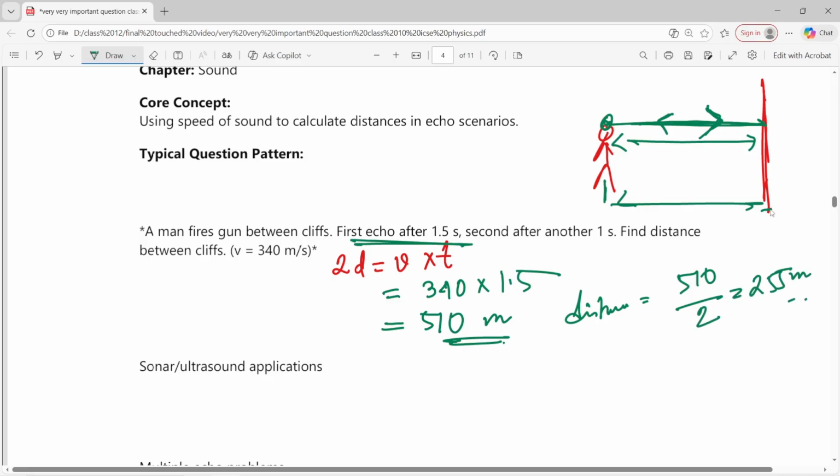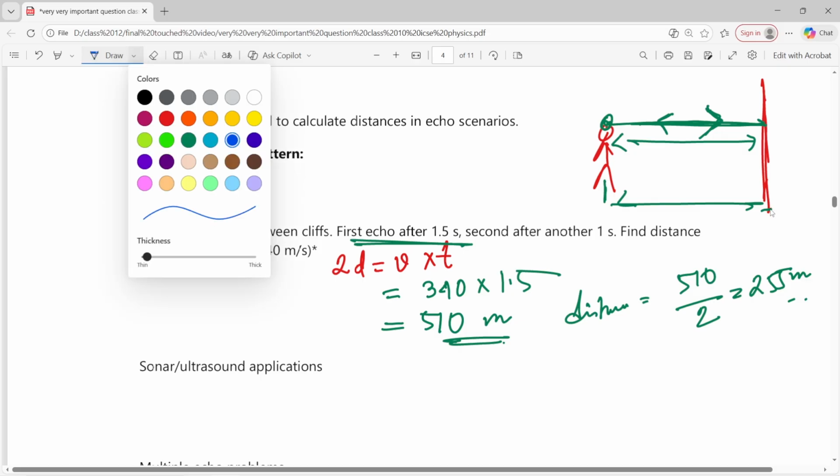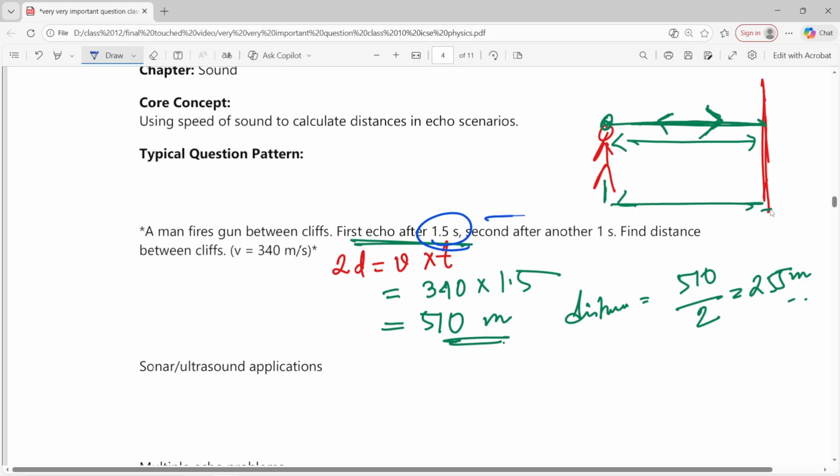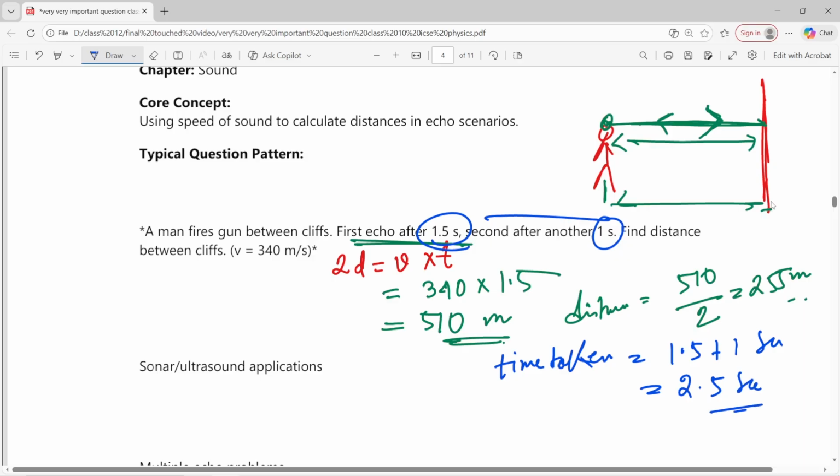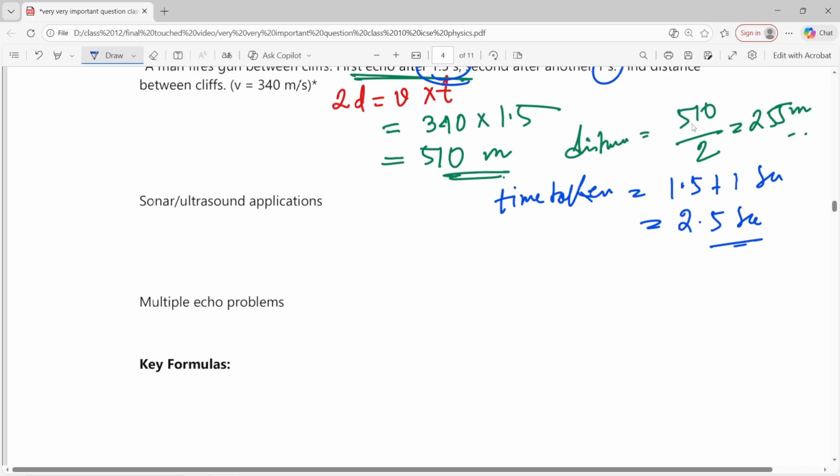Okay, and the second echo means starting from double of 1.5 seconds, and after 1 second, the total time taken is 1.5 plus 1 second, so we get 2.5 seconds. So the distance here is twice d2. That means speed 340 and time 2.5 seconds.